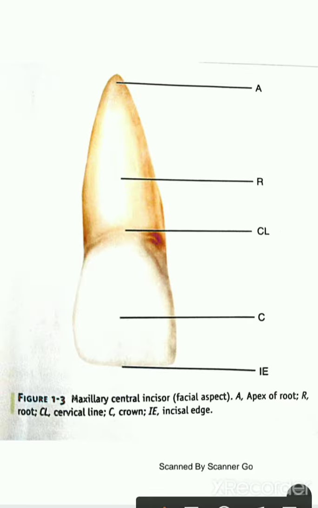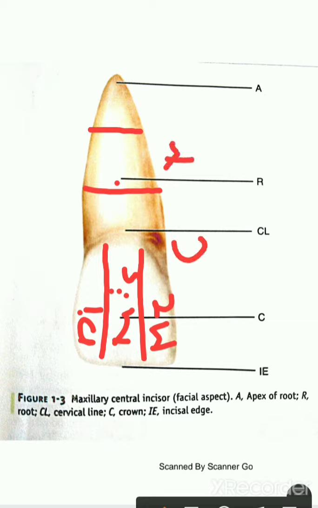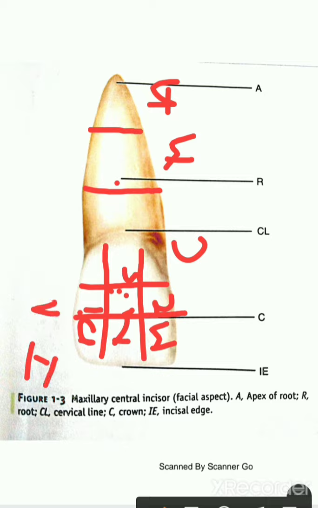This complete tooth is divided into crown and root. The crown is again divided into three parts, which helps us know the mesial, distal and middle. The tooth is also divided into three quadrants: cervical, middle and apical. And the crown is divided into incisal, middle and cervical.